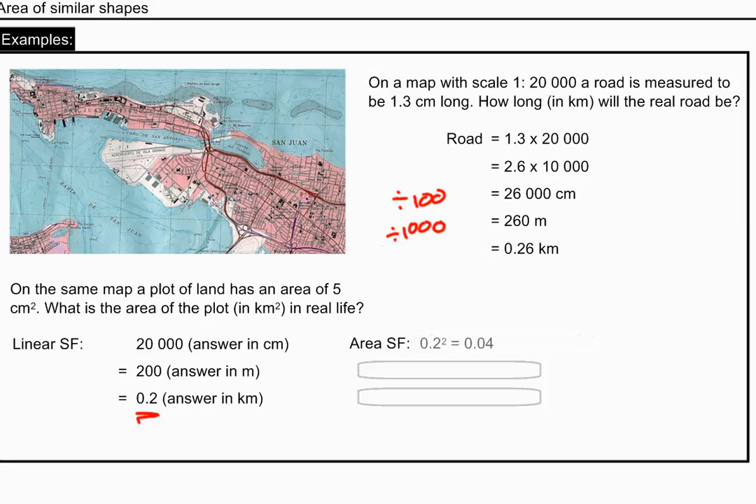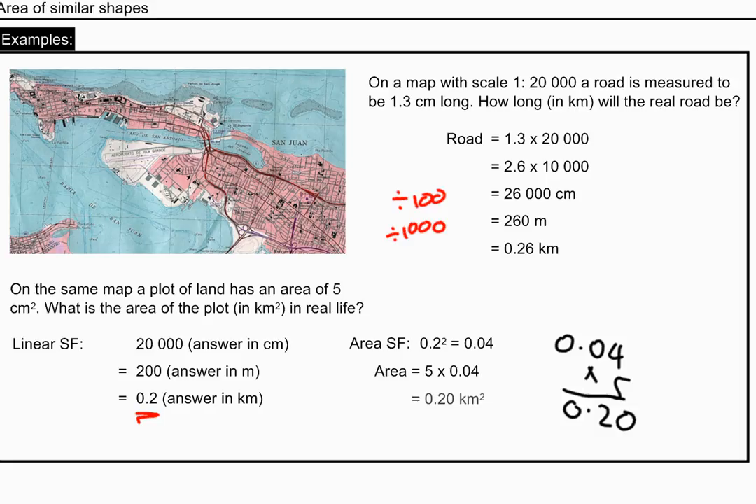So my area scale factor is 0.2 squared. 0.2 squared is going to be 0.04. So the area would be 5 times 0.04. Well, 5 times 0.04, should be able to do that without a calculator. 4 fives are 20, so I've got 0.2. 0.2 kilometres squared. So just an example of a fairly tricky question and how I've coped with some very big numbers, made them very small.